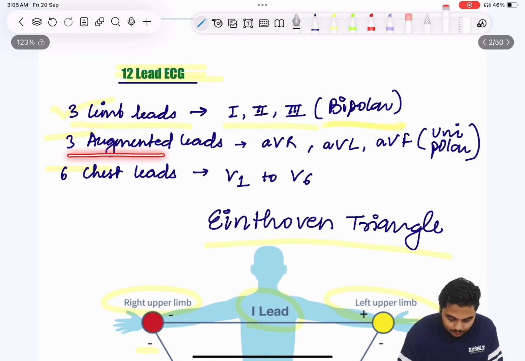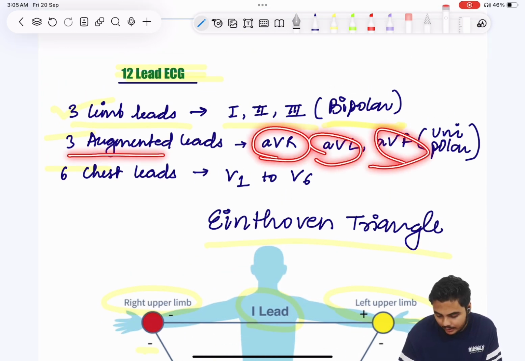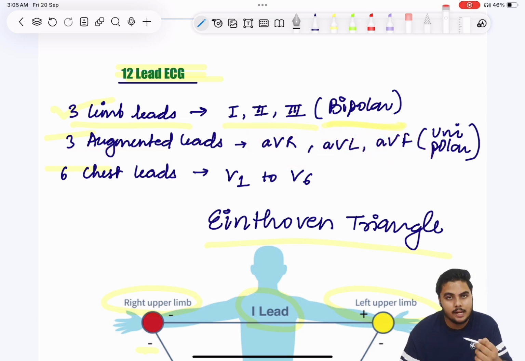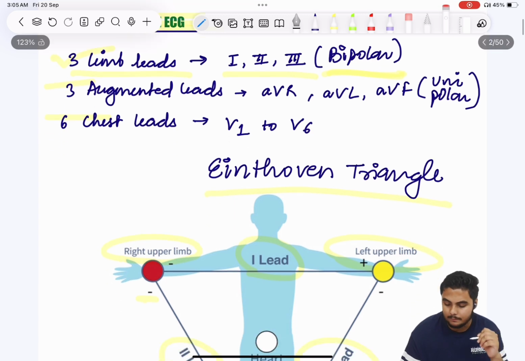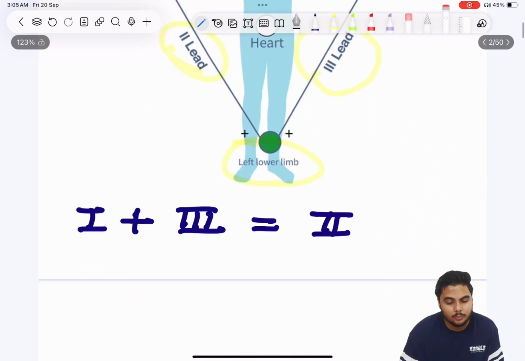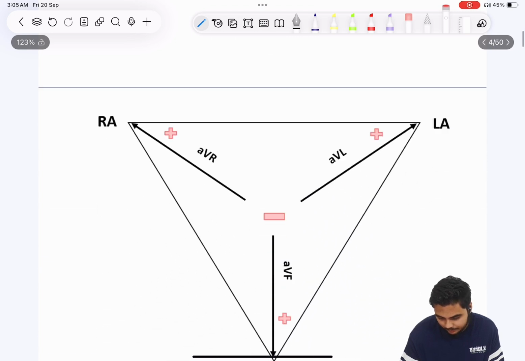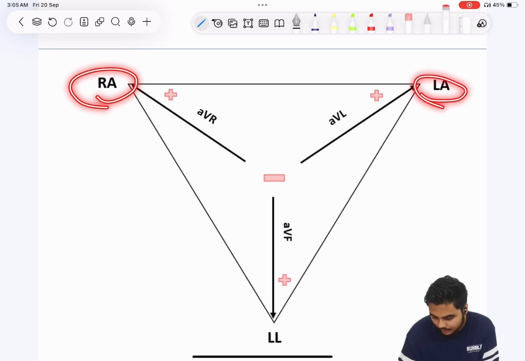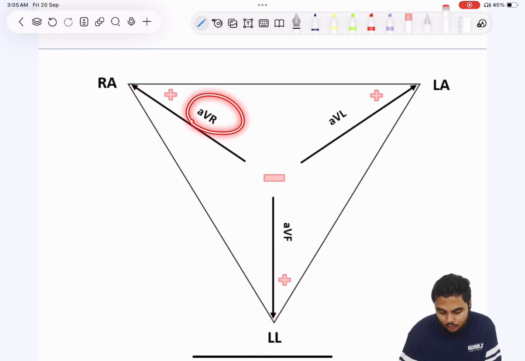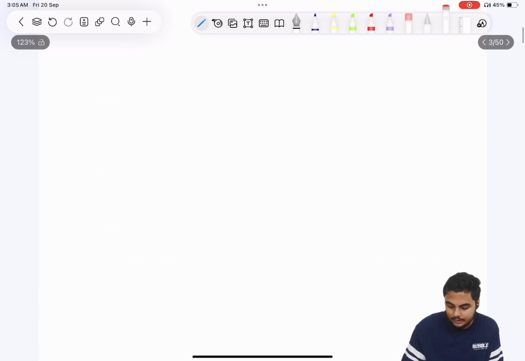Now, we have three augmented leads: AVR, AVL, and AVF. These are called augmented because the amplitude in this is adjusted to 1.5 times its original value. That is, the amplitude in these leads is increased to 1.5 times of the original value, as a result of which it is called augmented leads, right? Now, all these augmented leads are unipolar, guys, right? So, if you see this lead here, right arm, and left leg, right? So, we have AVR for right arm, AVL for left arm, and AVF for left foot, right? All of these augmented leads are unipolar leads, right?